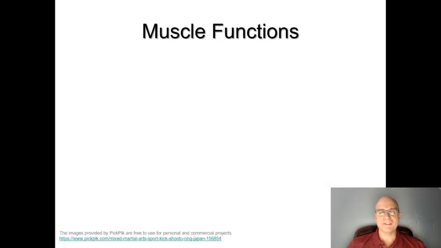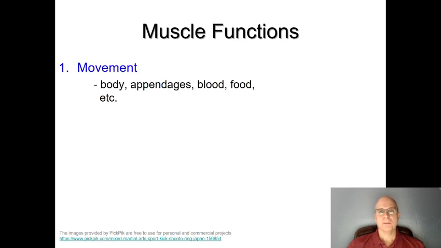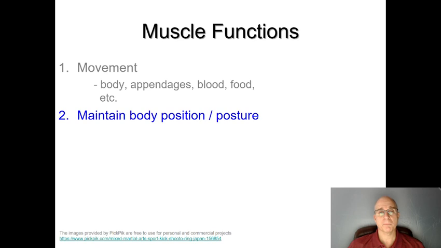So the first question we have to ask is, what do we use muscles for? Number one, muscles are used for movement. Now, what do we move with muscles? Well, we move the different parts of our body. We move appendages. We move blood when our cardiac muscle in our heart pumps blood. We move food through our digestive tract or our alimentary canal as we are taking the nutrients from that. So muscles are going to be used for movement.